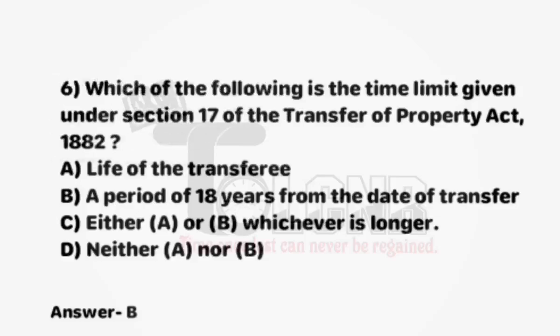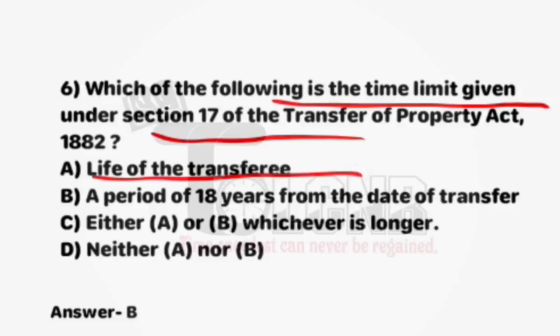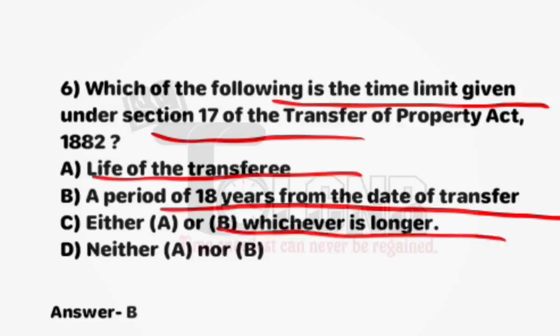Next question is which of the following is the time limit given under section 17 of the Transfer of Property Act 1882? First option is life of the transferee. Option B, a period of 18 years from the date of transfer. Option C, either A or B, whichever is longer. Option D, neither A nor B.